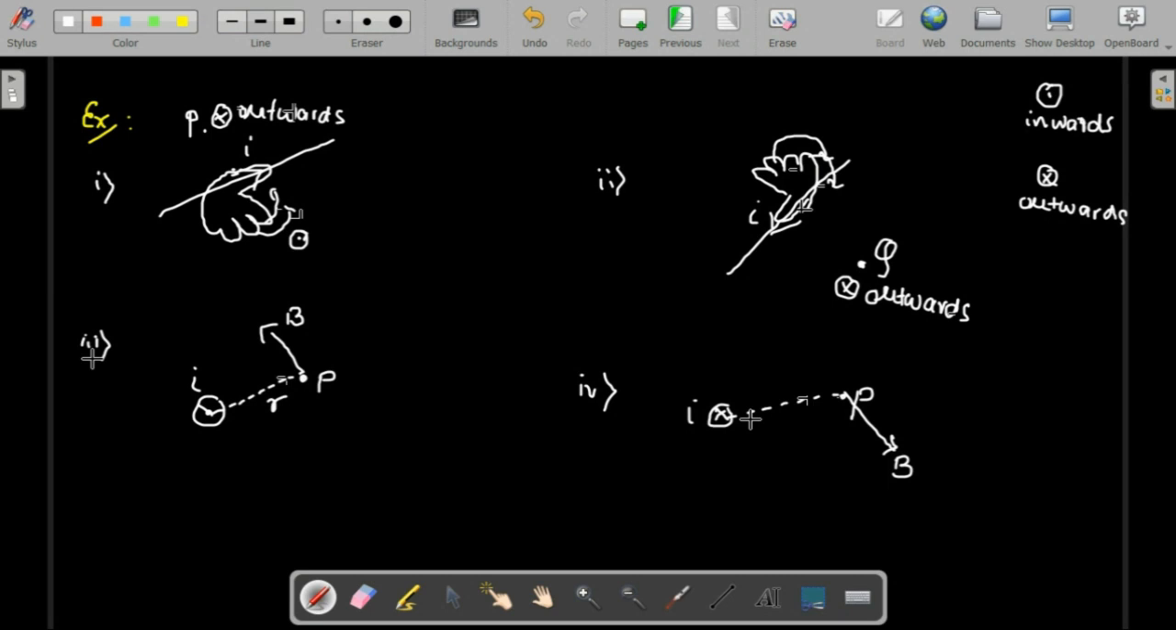Okay, now what we are going to do is find out the field due to a current carrying wire. Okay, let's do it. So magnetic field.